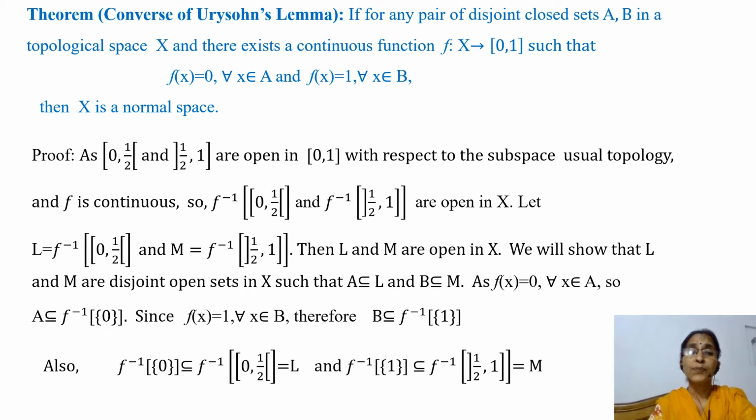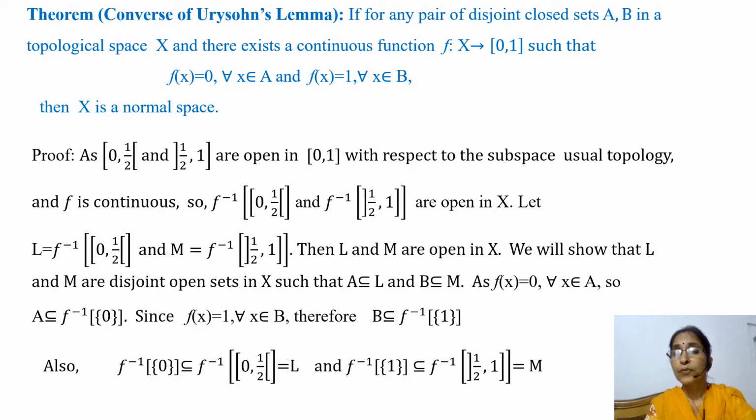Let us prove this theorem. The left closed and right open interval [0, 1/2) and the left open and right closed interval (1/2, 1] are open in closed interval [0, 1] with respect to the subspace usual topology. Why? Because if we take open interval (-1/2, 1/2), then this is clearly open in the usual topology. And if we take its intersection with closed interval [0, 1], then we get the first interval. And so the first interval is open in the closed interval [0, 1].